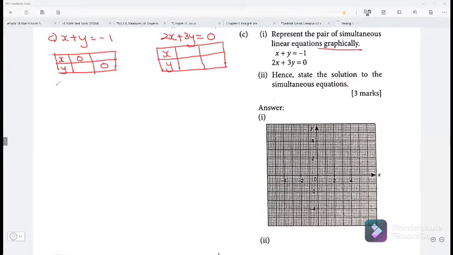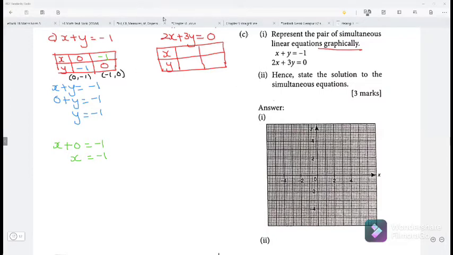So you see, the first is x plus y equals -1, right? So when x is 0, y will become -1. So I'll write here -1. Then another one: when y is 0, x plus y is -1, so x will become -1. Okay? So the coordinates here: when x is 0, y is -1. When x is -1, y is 0. Later these two will help you to plot the graph.